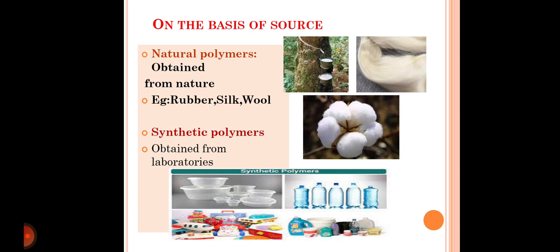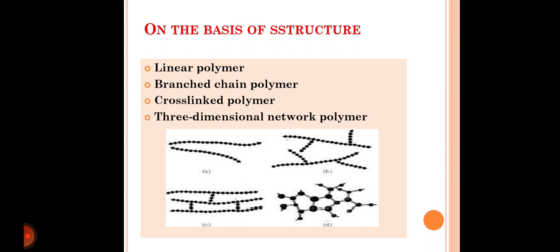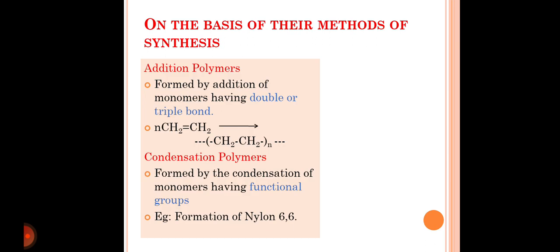So the natural polymers are obtained from nature, example rubber, silk and wool. Synthetic polymers are obtained from the laboratory, for example plastics. On the basis of structure, it is classified as linear polymer, branched chain polymer, cross-linked polymer and 3-dimensional network polymer. The picture depicts the classification based on the structure.